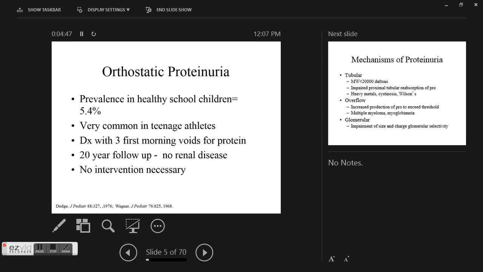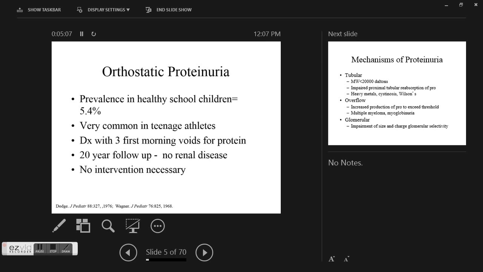So the urine's produced while they're lying down. It's a good idea to have them empty their bladder before they go to bed, and then that urine was made when they're supine. Check that. If it's negative for protein, you're done. It's that simple. If you really want to be methodical, do it 3 times. But quite frankly, you get one negative, it's negative.